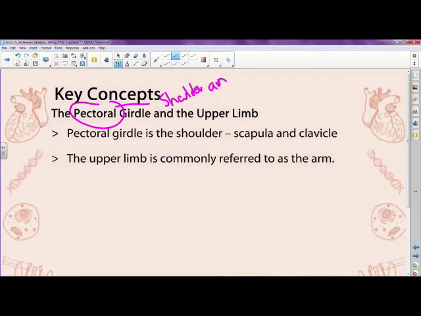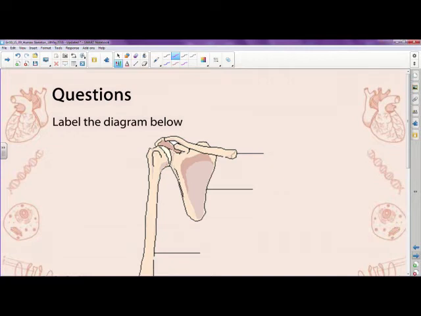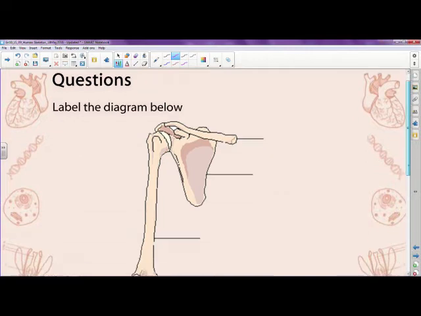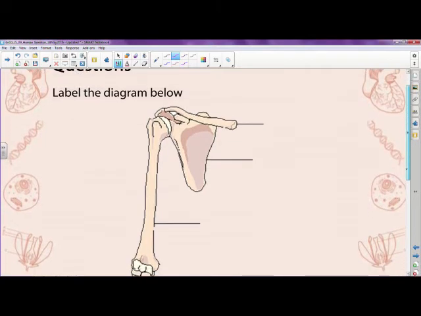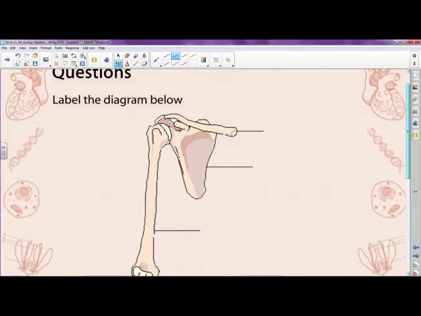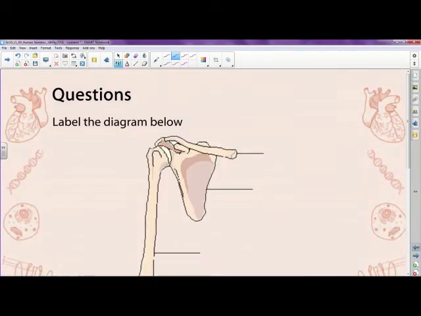And what we're going to see when we look at the diagrams is that the arm and the leg are very similar. There's just slight differences that we're going to need to look at. If you have a look below here, is going to be the diagram of the upper limb.